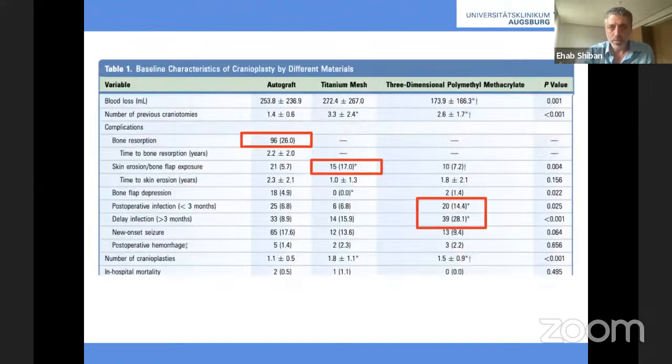You see here, obviously, only with bone can you have bone resorption, 26%. So this 20-25% resorption rate seems to be accurate. With titanium, we had more problems with the skin or bone flap exposure. And with the plastic, you obviously had more problems with infection and also late infection, up to 30%, which is very, very high in my opinion. So for bone, you had the bone resorption, for titanium, the skin problems, and for plastic, the infection problems.